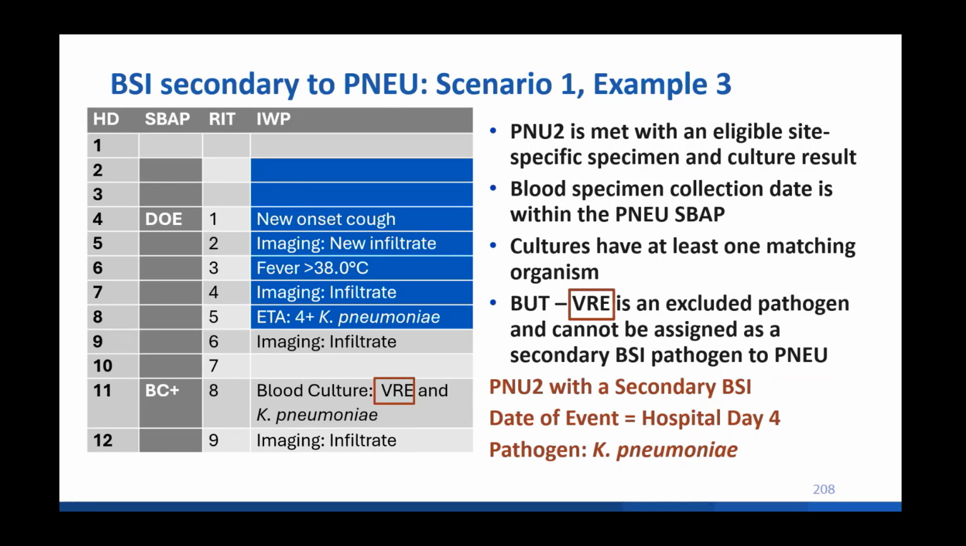Remember, when Enterococcus species are identified from blood, they can only be attributed as a secondary BSI pathogen to pneumonia if pneumonia 2 or pneumonia 3 is met with a matching organism identified from lung tissue or pleural fluid. So in this example, the VRE in the blood cannot be assigned as a secondary BSI pathogen to pneumonia.